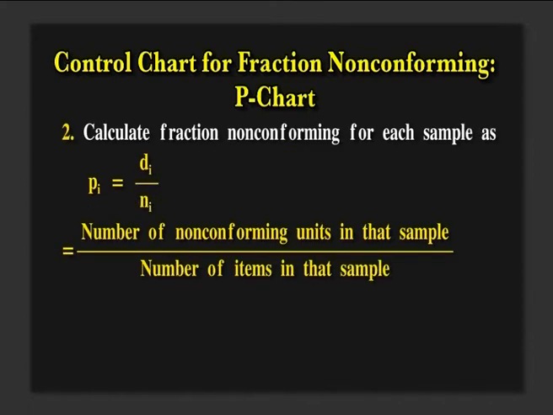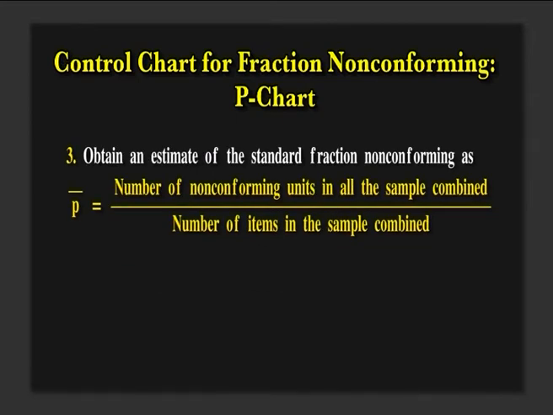Step 2. Calculate the fraction non-conforming for each sample as Pi is equal to di divided by ni, that is, the number of non-conforming units in that sample divided by the number of items in that sample. Step 3. Obtain an estimate of the standard fraction non-conforming as explained earlier. P bar is equal to the number of non-conforming units in all the samples combined divided by the number of items inspected together, that is, summation di divided by summation ni.